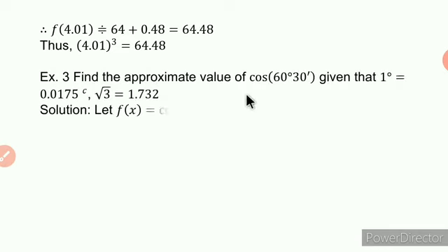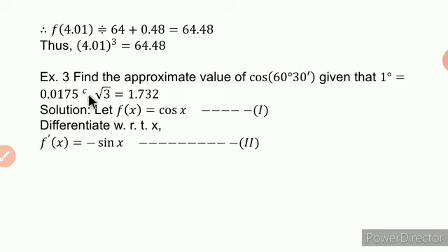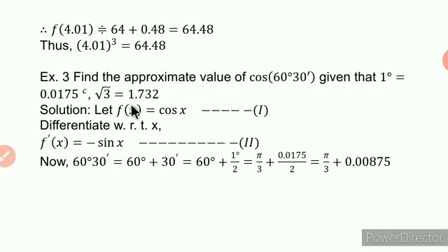Now see third example. Find the approximate value of cos of 60 degree 30 minute given that 1 degree is equal to 0.0175 radian and square root 3 is equal to 1.732. Now let here f of x is cos x, we call it as relation 1.